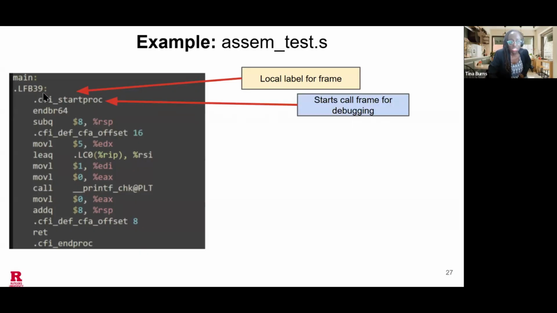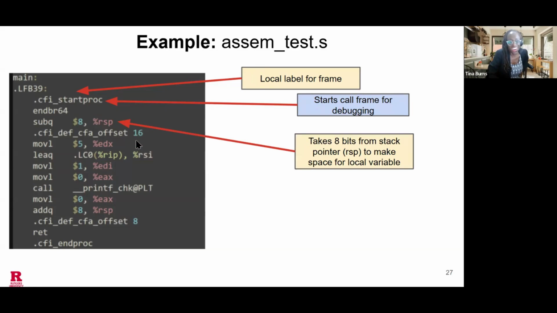Now, here it's doing this process, and what it's doing is just starting the call frame for debugging, right? Since I'm using this assembly language to debug information, this is just telling me that I'm starting that stack. I'm starting this to debug it, right?